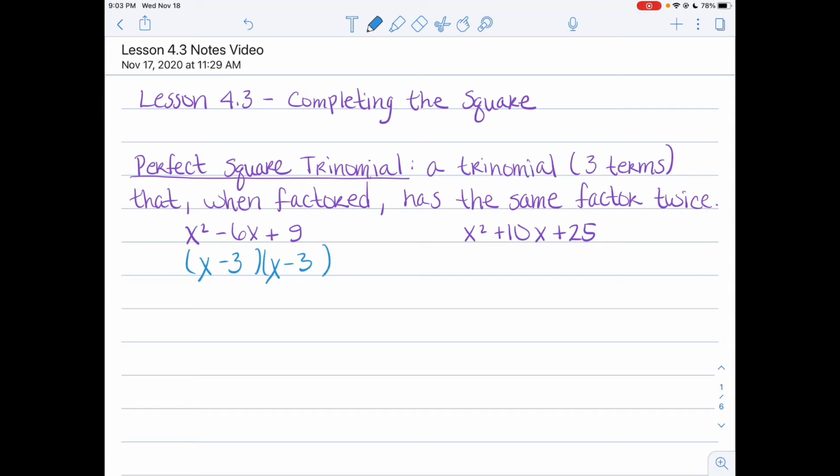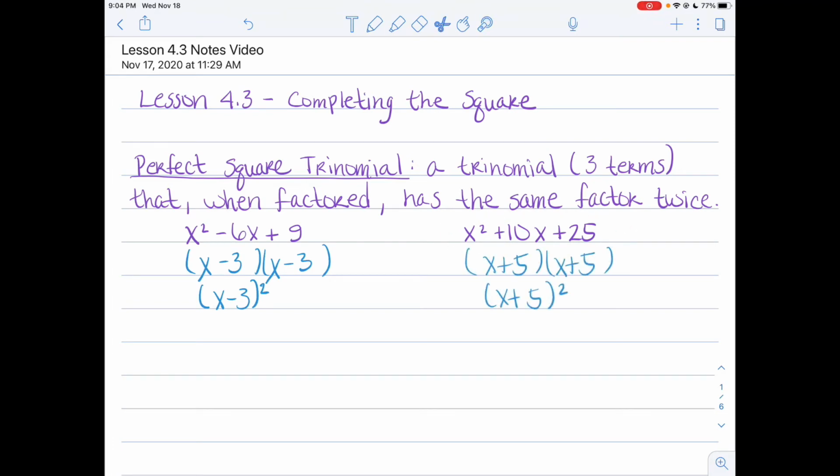So therefore, it can be written as a binomial, x minus 3, a two-term expression, and square that because it is x minus 3 times x minus 3. I want you to go ahead and factor this next trinomial and then come back to continue.